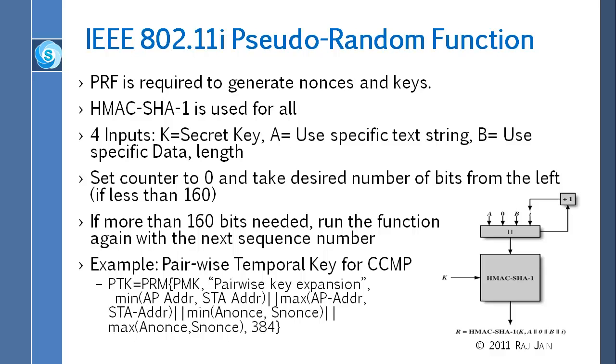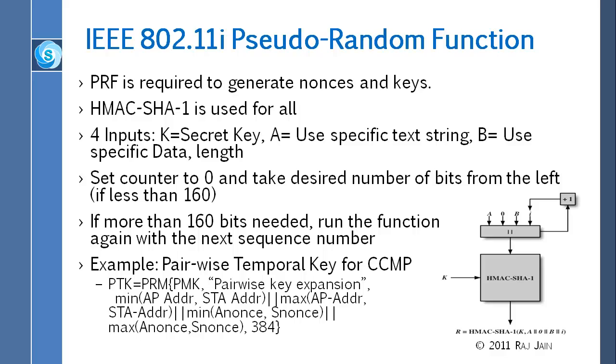First part is A, second part is 0, third part is B, fourth part is the counter. So K is the secret key, A is the specific text string. They put a text string here, A. For example, a text string is pairwise key expansion. So they will put those letters, P-A-I-R-W-I-S-E space key expansion. That text string is put here in place of A.